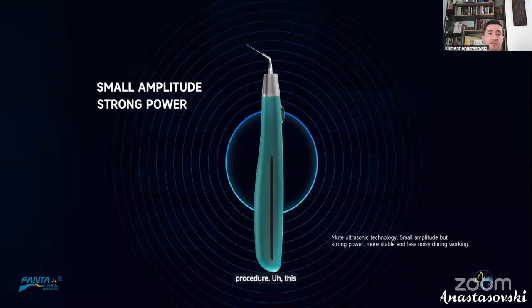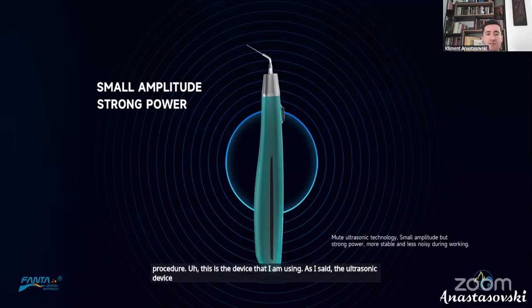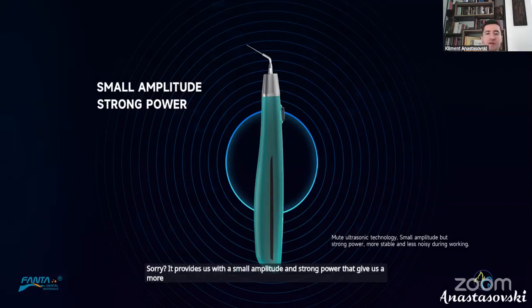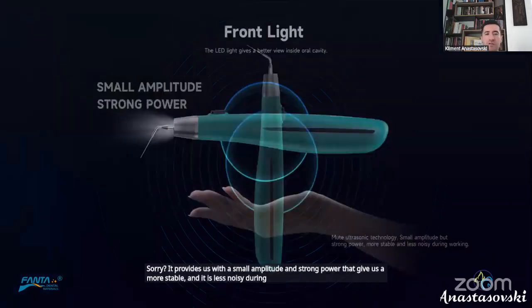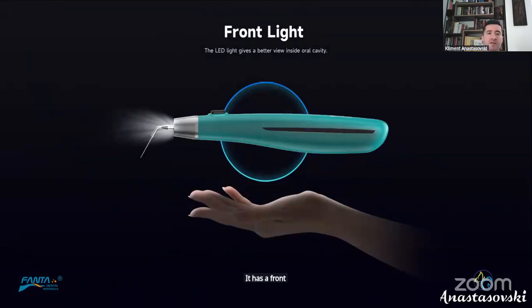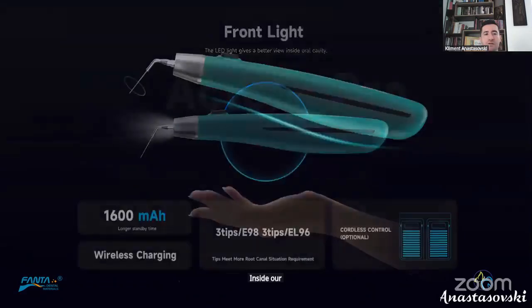This is the device that I am using. As I said, the ultrasonic device. It is Actor Pro from Fanta Dental. It provides us with a small amplitude and strong power that give us more stability, and it is less noisy during working. It has a front light that gives us a better view inside our working field.